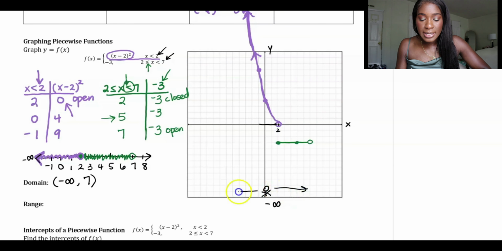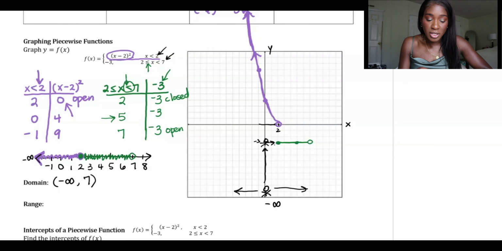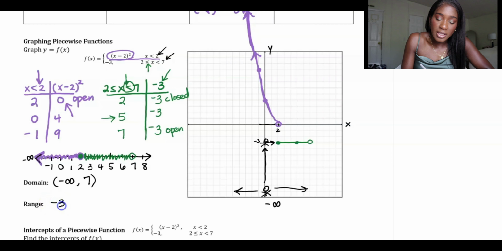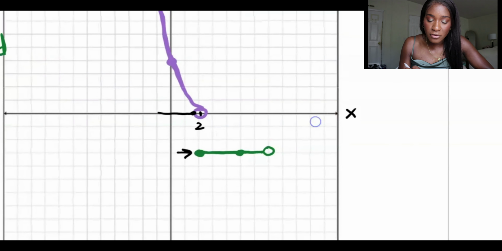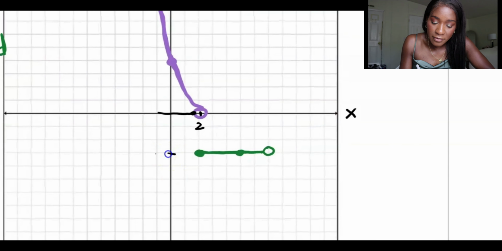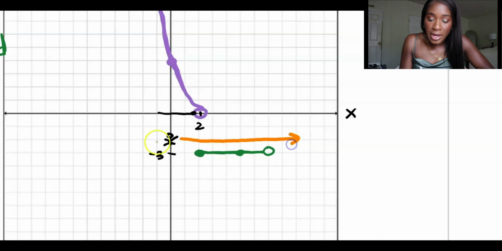As you look right and left, you do not see the function, not until you get up to negative 3. Now when you're at negative 3 and you look right, you see that little piece of the function. So negative 3 is definitely in the range. But as soon as you get past negative 3, once you're in this space here, when you look right and left, you will not see the function.